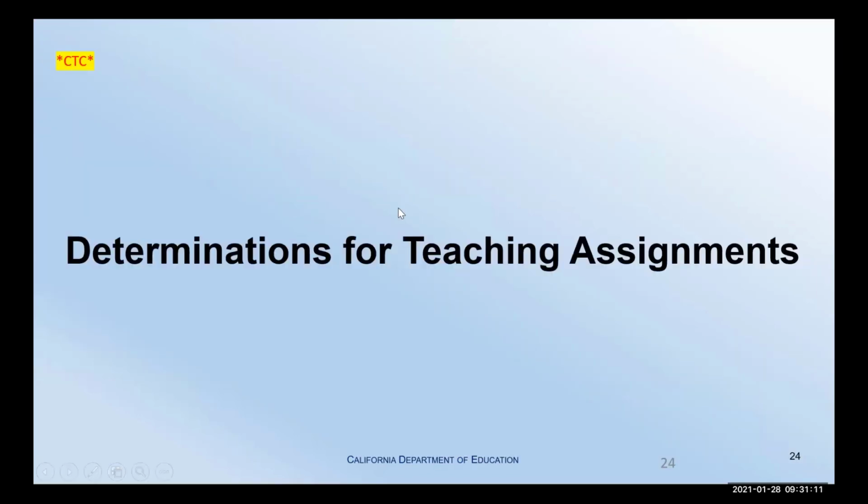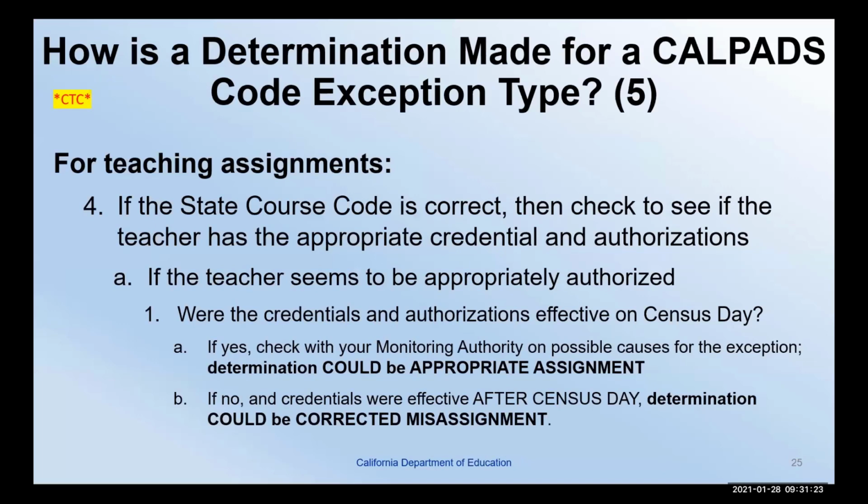Okay, so now we're going to walk through some potential determinations for CALPADS Codes exceptions. And these are for teaching assignments specifically, and that means general education and career technical education settings here. Okay, so for teaching assignments, the first thing is you want to make sure the state course code is correct, and then you want to see if the teacher has the appropriate credential for the authorization. So this slide is basically if the educator has the appropriate authorization.